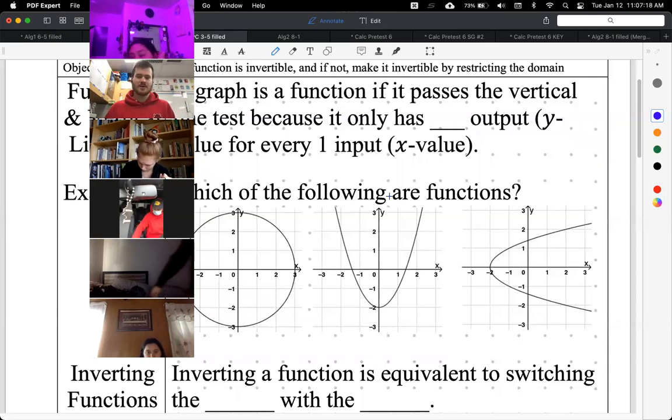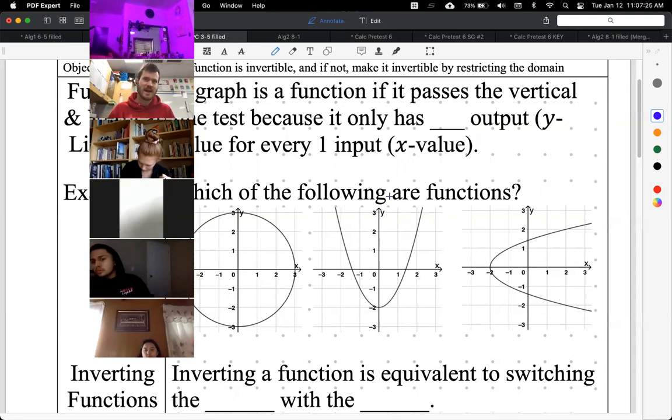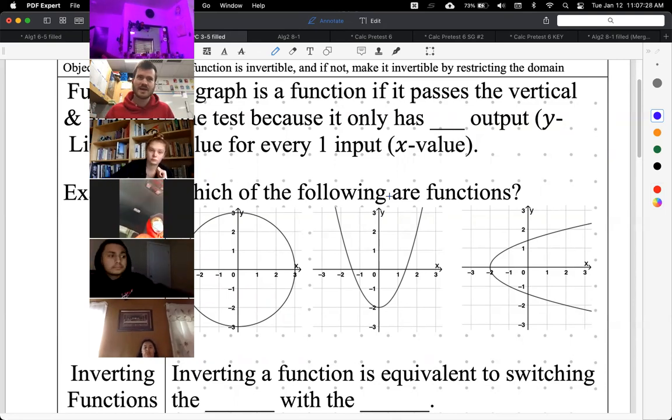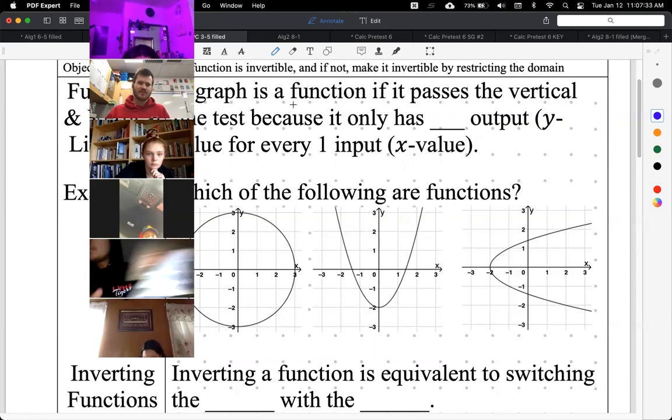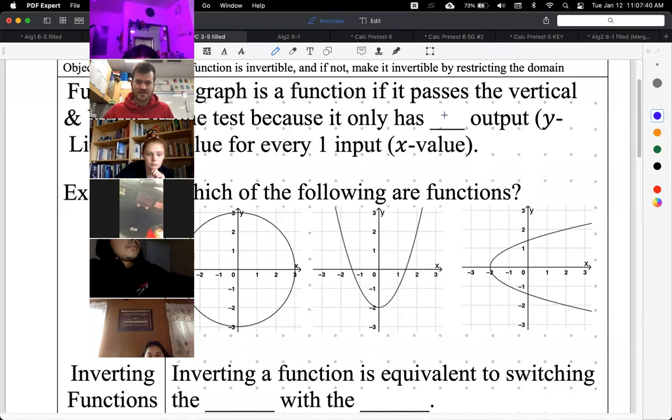Let me go all the way back to Algebra 1 and ask if a function is a function. Is this line a function? Is this curve a function? How do you know? It's the vertical line test. A graph is a function if it passes the vertical line test, because it only has one output for every one input, one y value for every one x value. The vertical line test is a way to assess that you only have one output for every one input.